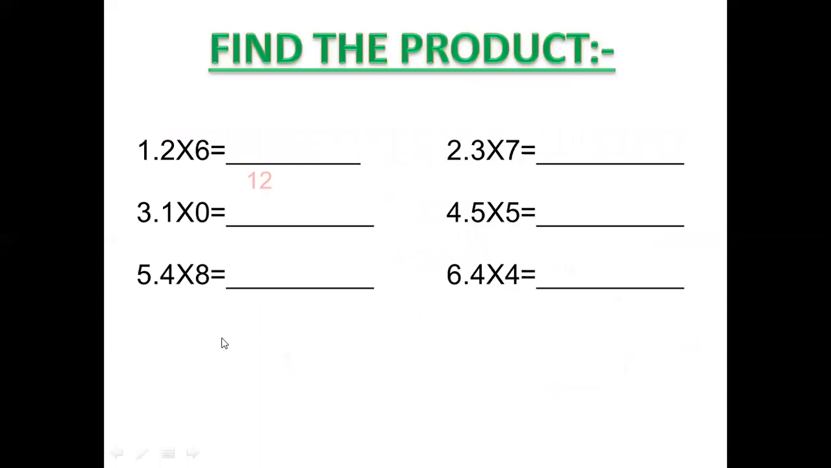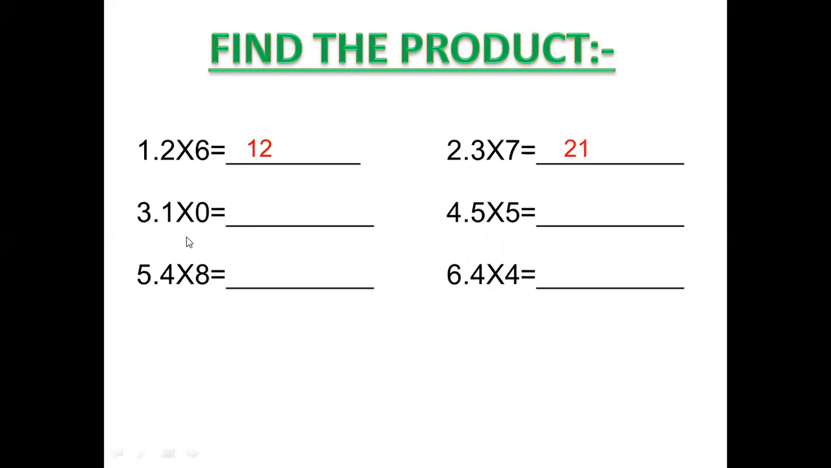Next we are going to find the product. Remember, product means you have to multiply. See the first question. 2 times 6 equals to what? 12. 2 times 6 equals to 12. Next, 3 times 7 equals to what? What is the answer? 3 times 7 equals to 21.